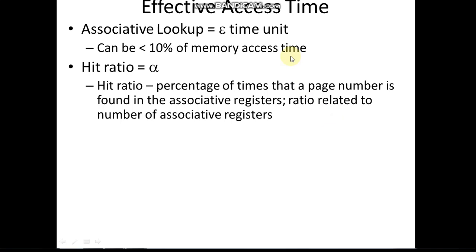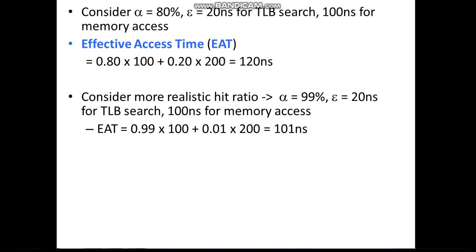Now we'll see how to calculate the effective access time. Associative lookup takes epsilon time units. Hit ratio is alpha percentage, that is how many times it hits a page number which is present in the associative register. Let me explain this better with an example. We'll consider a hit ratio alpha equal to 80%, that is 80% of the time the page is available in the TLB itself. Epsilon is 20 nanoseconds, the amount of time required for TLB search. 100 nanoseconds is for memory access.